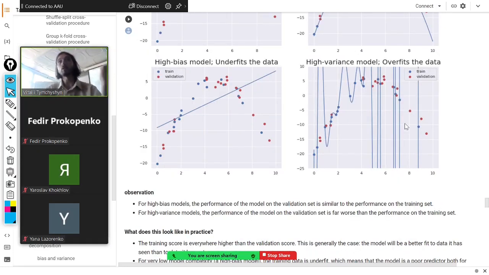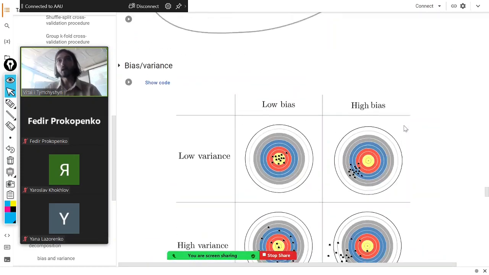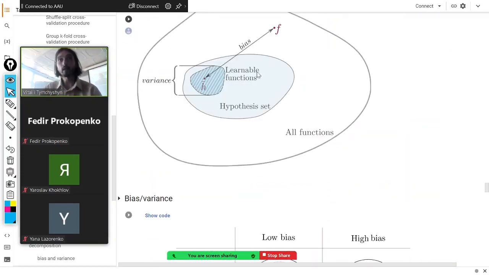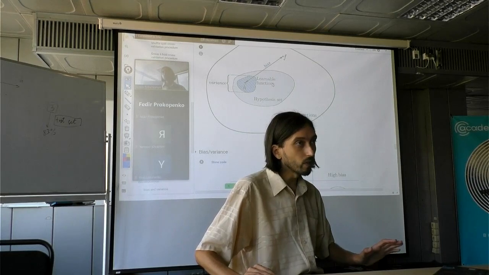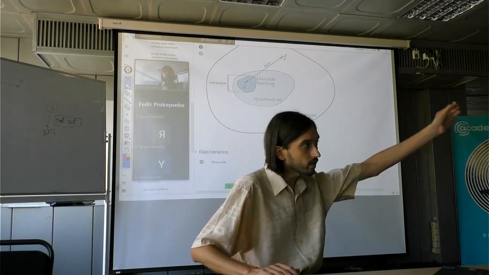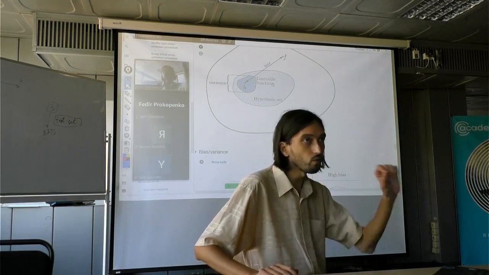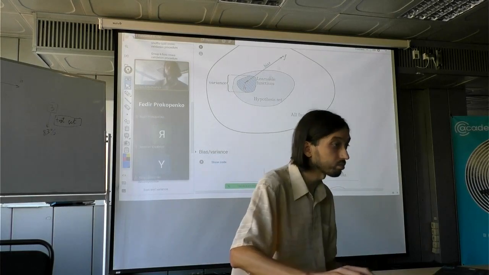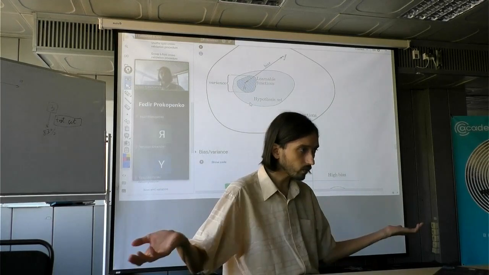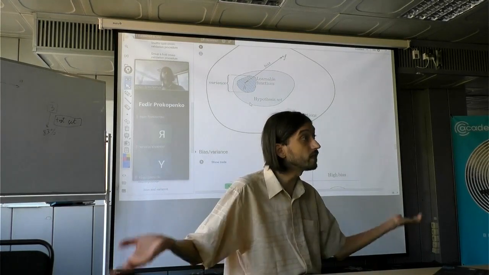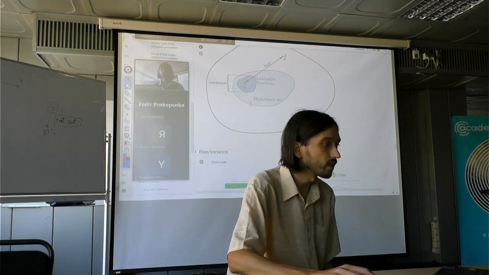And here is the case of the overfit or high variance model. What it means is that you have a very large set of learnable functions. There are many functions to choose from, but small changes in your data set may make your function wander around, and probably due to that overwhelming freedom of the function, you will get something wrong.